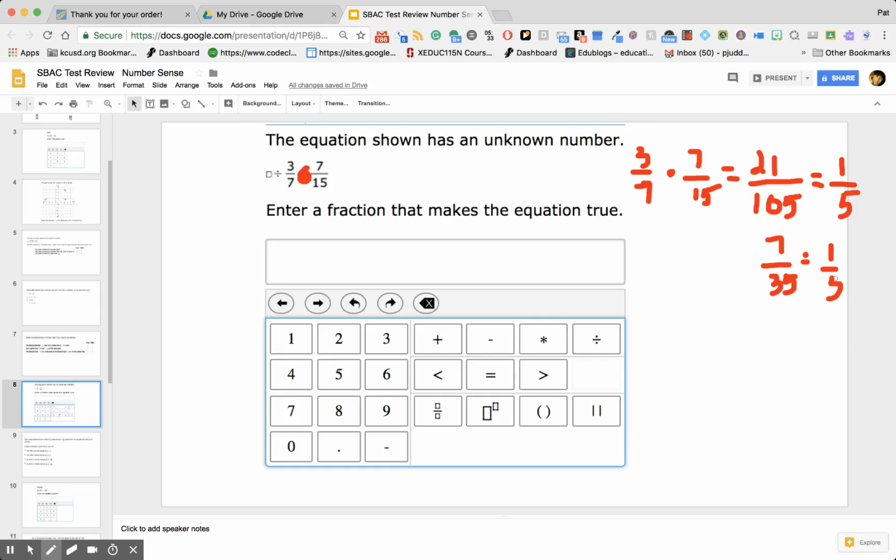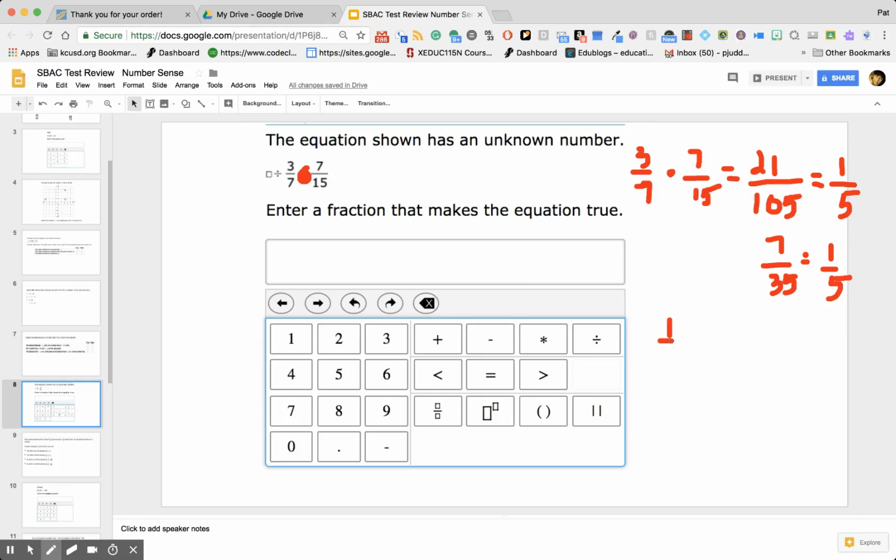So if you did not realize you could reduce with 21, but you reduced using 3, and then you could reduce again using 7. If you didn't realize you could do that, then you would have reduced more than once. But now, to check and see if in fact this equation works, you're going to plug the 1/5 back in.